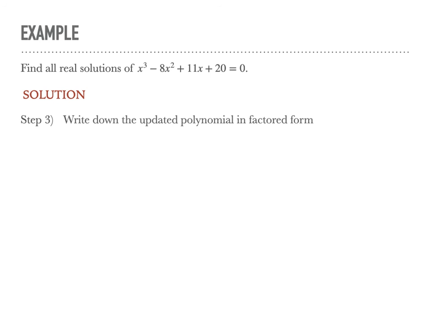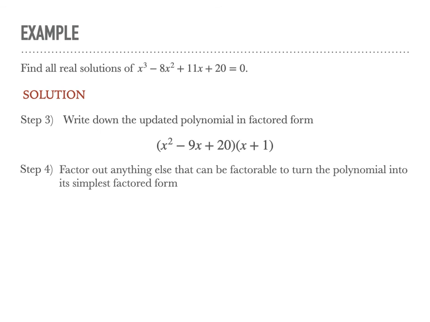Let's say our step 3 is writing down our updated polynomial in factored form. As you can see, we would write it as x squared minus 9x plus 20 times x plus 1. Now the x plus 1 was derived from x equals -1, and we saw that that is indeed a factor because plugging in x equals -1 worked.